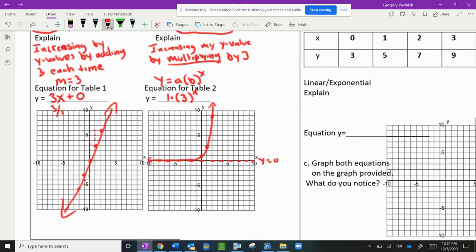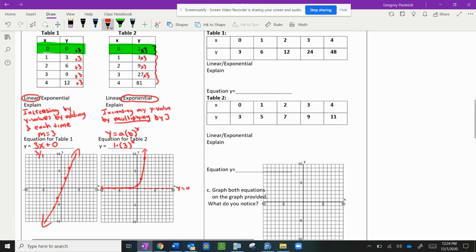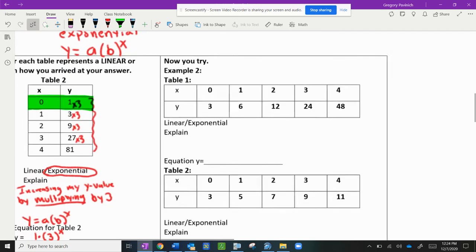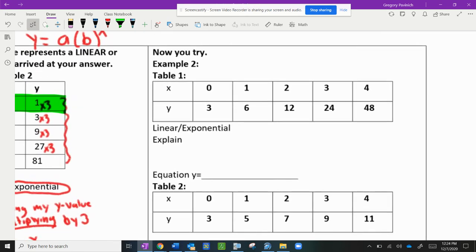Okay. So let's look at a couple more. Let's take a look at this next table. I like to try adding first. So let's do 3 plus 3 is 6. 6 plus 3 is 9. That didn't work. So it looks like multiplication.